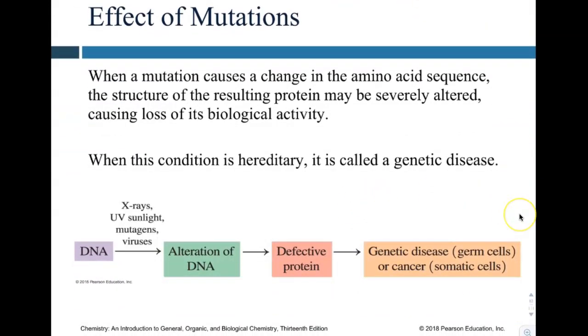Your mutations can cause changes in the proteins, causing a loss of biological activity or making it behave differently, and that really messes up the whole system. When this system is hereditary, meaning it's in the germ cells, we call it a genetic disease. If it's only affecting the somatic cells, then that's typically a cancer.